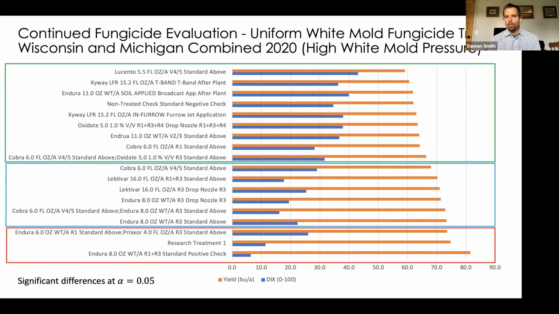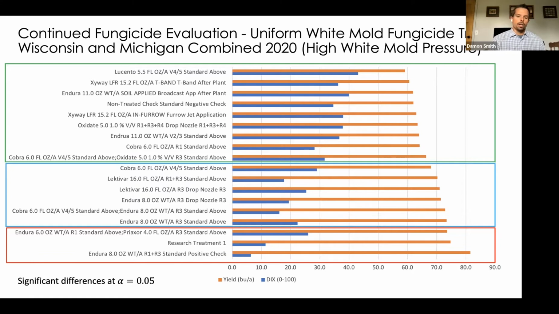We do tend to try to get creative with different application strategies, trying to T-band things, drop nozzles under the canopy, trying to put things in furrow at plant. And you can see a lot of that creative stuff didn't work very well last year, but you can see some things here did do very well. We have a 2-spray 8-ounce Endura program here that we would not recommend because of the economics of this. That would be a very expensive program, but this we call our standard positive check. And we had a couple of things, especially our Endura Preaxer program, still doing just as good as that positive check. And then we're actually looking at some research treatments as well.